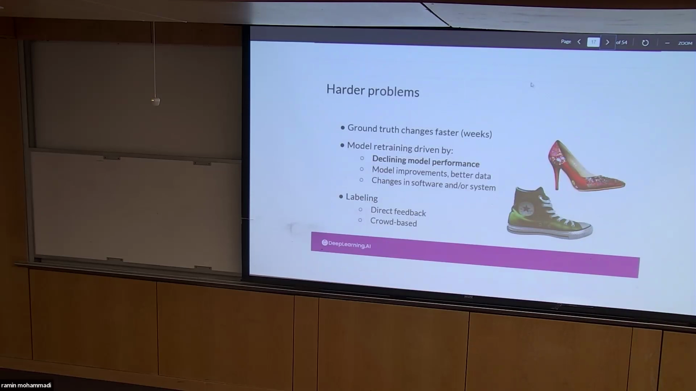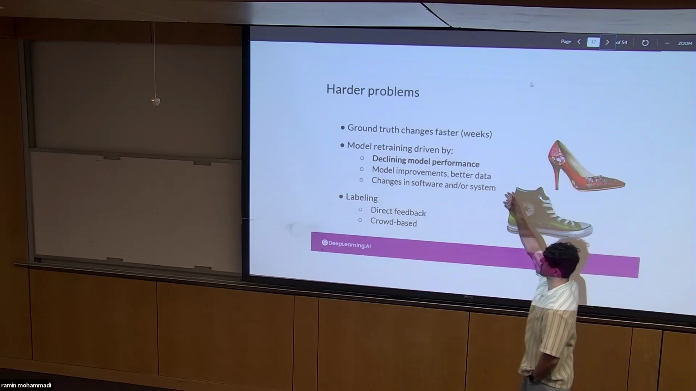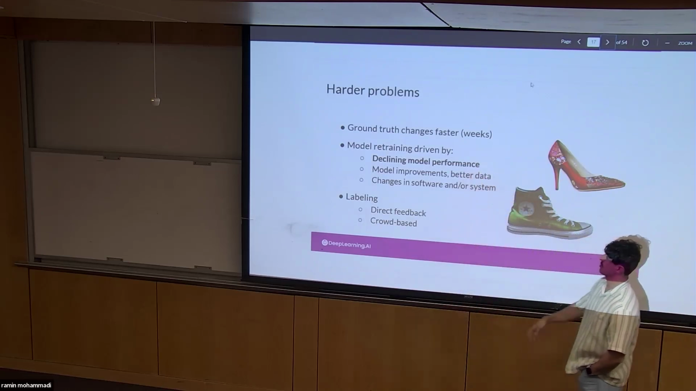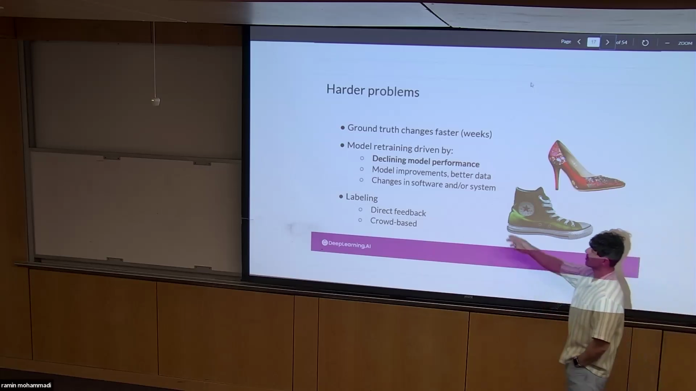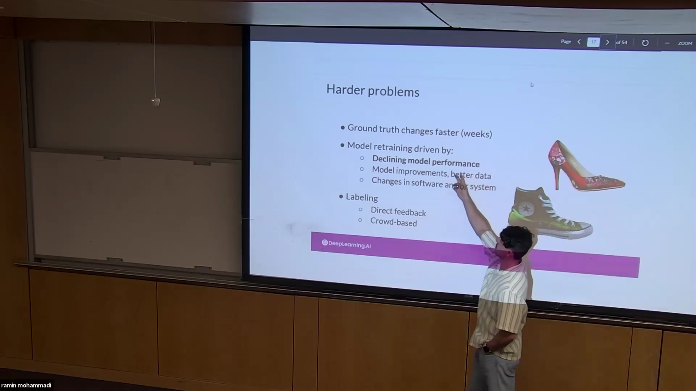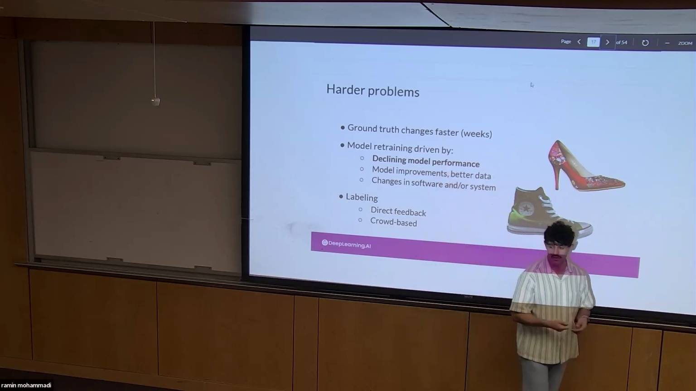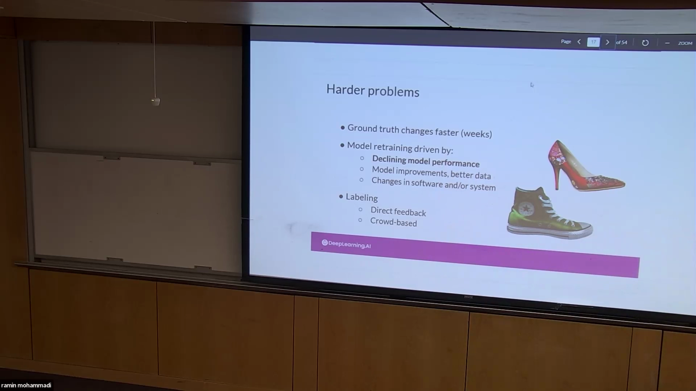Then you have the harder problem, when the ground truths change faster, like over a week, could be all of a sudden. Normally this happens when you have a decline in model performance, or you have data you want to use to improve your model, or you have some change in software. But the main reason normally is a decline in model performance. Think about inventory. You were ordering certain products, and all of a sudden these two types of shoes, for example, become really popular, or no one buys them anymore. So then you have decay in your model performance. You use that as a trigger to retrain your model.